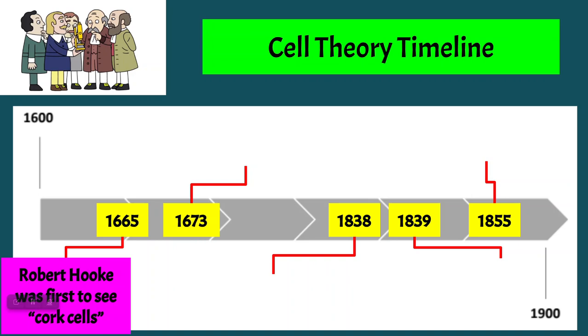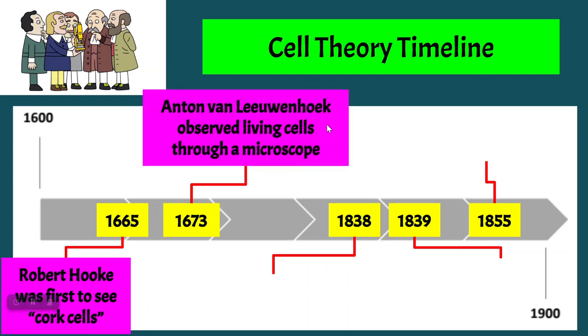spaces. And then in 1673, only a couple years later, Anton van Leeuwenhoek observed living cells through a microscope. He's the one who scraped his teeth, and he got bacteria from his teeth, and he was looking at those living cells through the microscope.